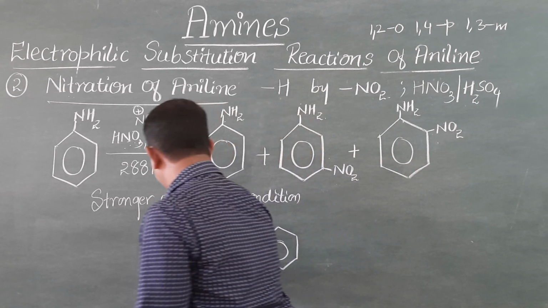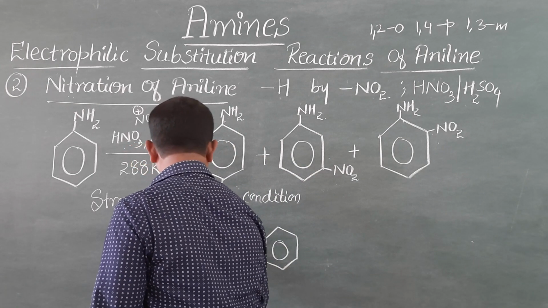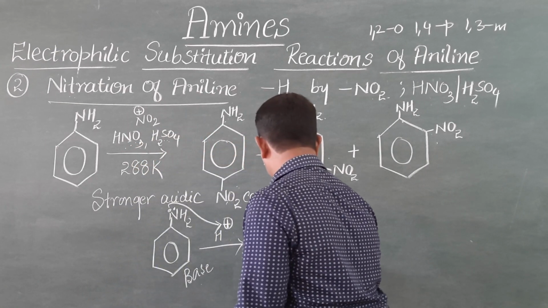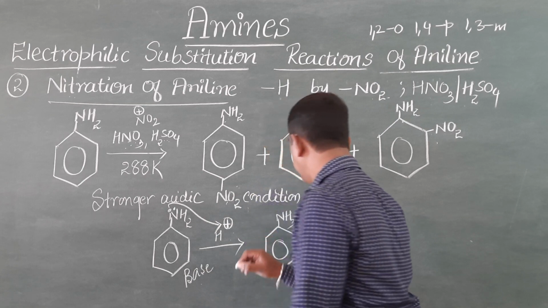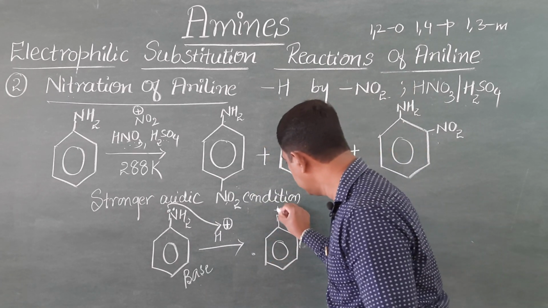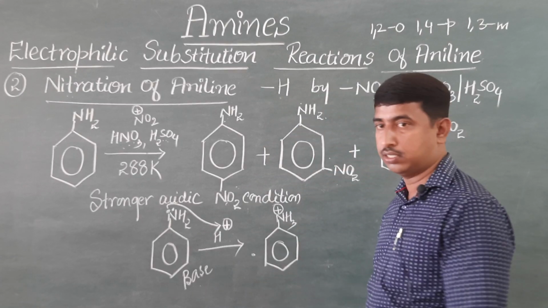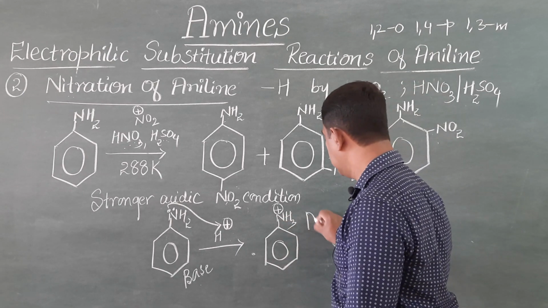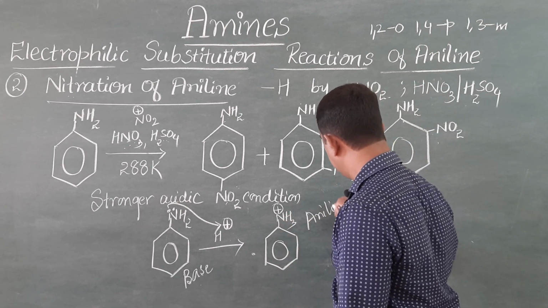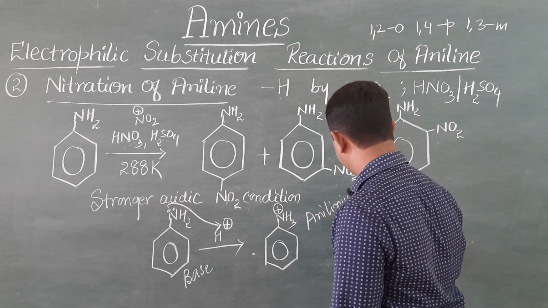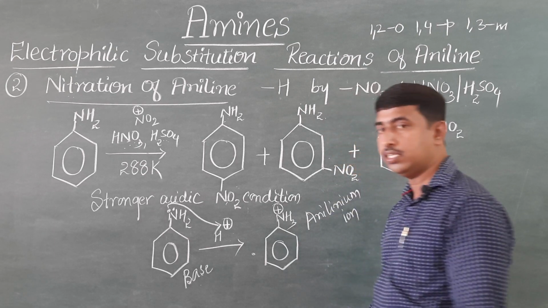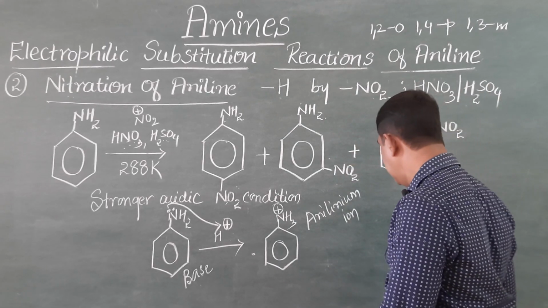it is by donating its lone pair of electrons that it accepts H plus, thereby NH2 becomes NH3 plus, with a loss of the lone pair. This is the anilinium ion. What is this? Anilinium ion.